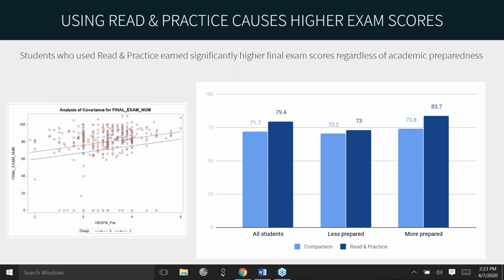We've also shown you on the graph this broken down by level of academic preparedness coming into the course, because as I said, we wanted to control for all of those things. So as you can see, the differences were there whether the students were less academically prepared or more academically prepared. And the scatter plot on the left-hand side shows you that same sort of relationship for the less prepared and the more prepared students. Regardless of level of academic preparedness, Read and Practice did support their final exam scores in the course.